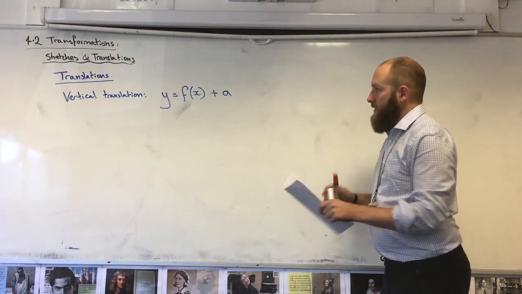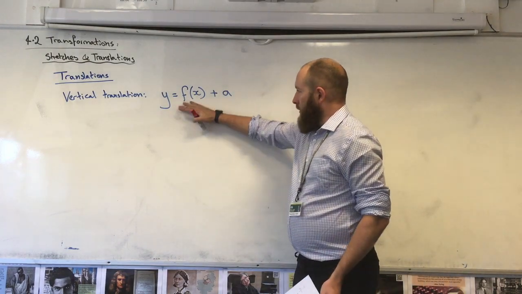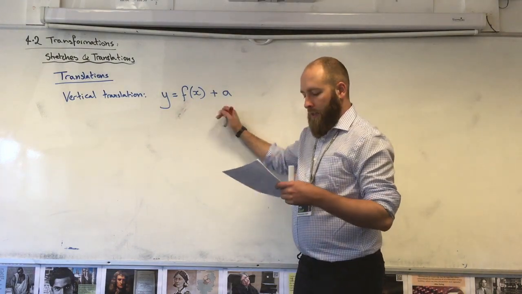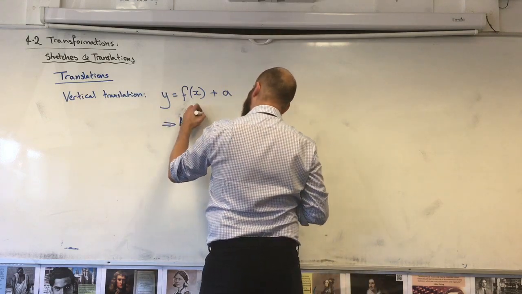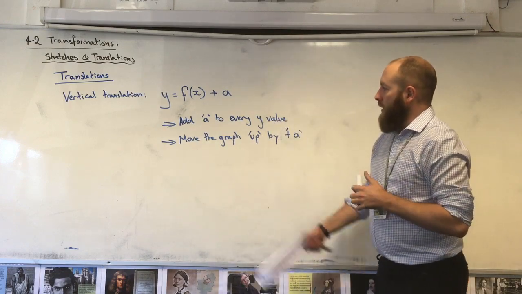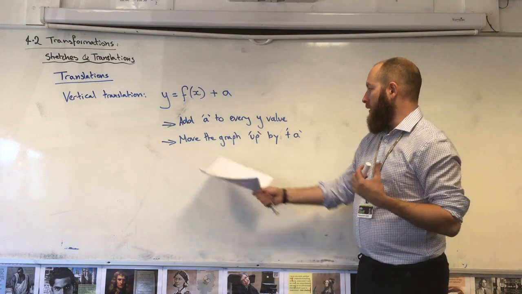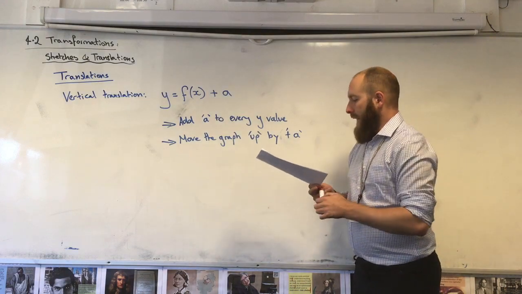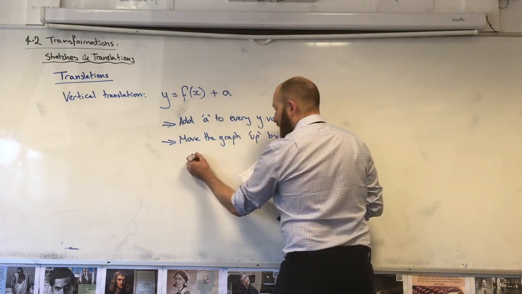The first type of translation is a vertical translation. So we've got y equals the original function, and then we put plus a on the end of it. And what that's going to do is add a to every y value, and by doing that, it's going to have the effect that the graph moves up by a.